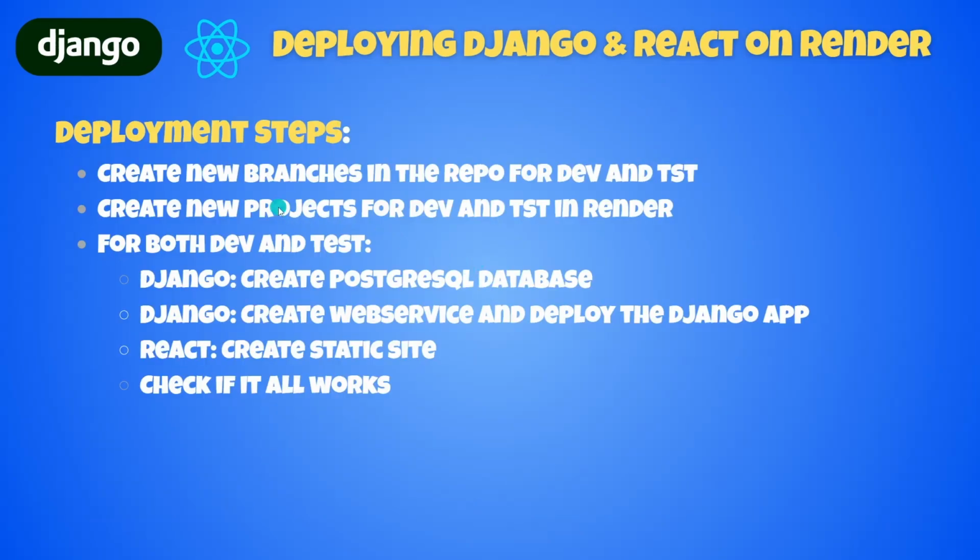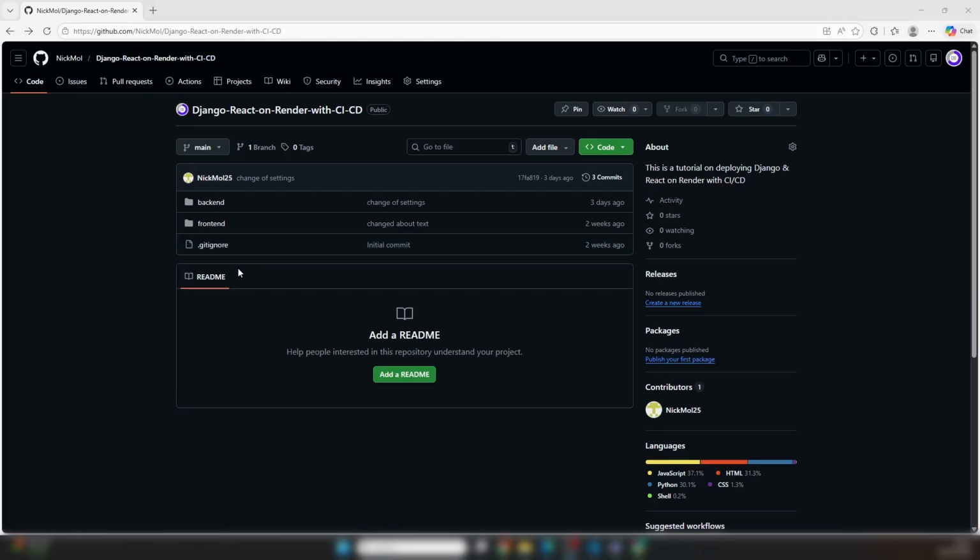First, we start by creating new branches in our code repository for dev and test so that we can connect those to Render. Next, we will be creating new projects in Render for dev and test, so that's also separated. And then for each of the environments, we will create the PostgreSQL database, the web service, and the static site for React. And of course, in the end, we'll check if everything works in the way that we expect. So let's start by creating the new branches inside of our code repository.